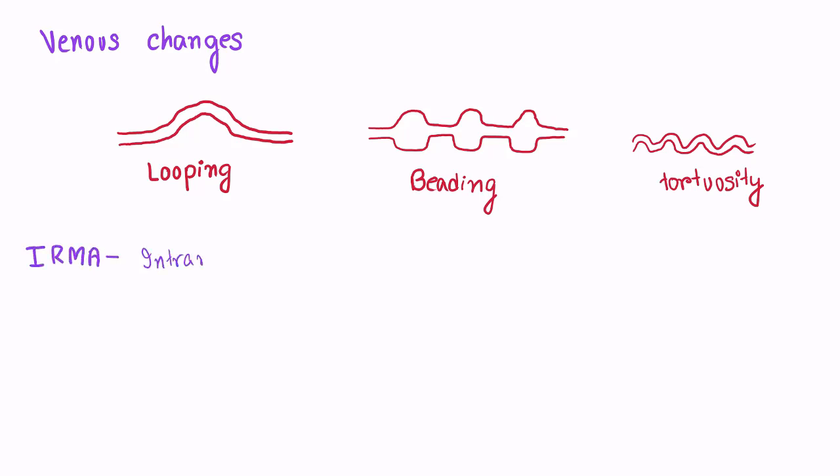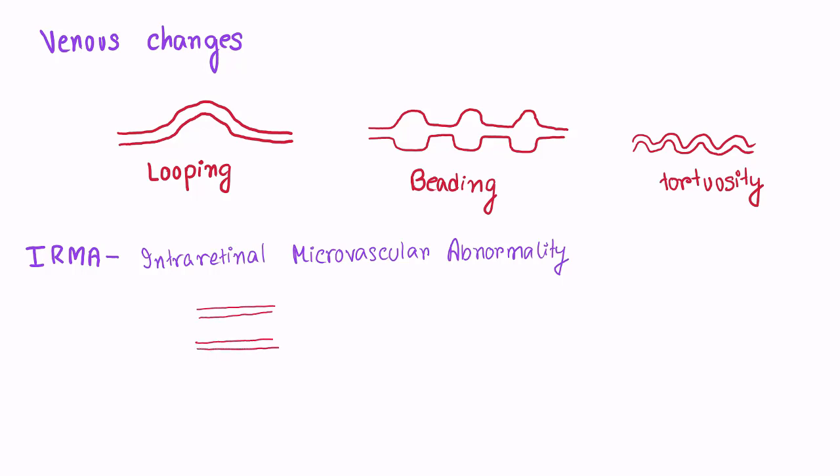Now, one more very important finding you should know is IRMA. It is intraretinal microvascular abnormality. The retinal arteries are basically end arteries. Due to retinal ischemia, there are collaterals formed in these retinal arteries. This is known as IRMA.